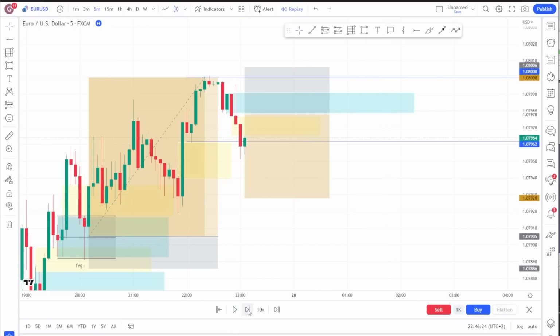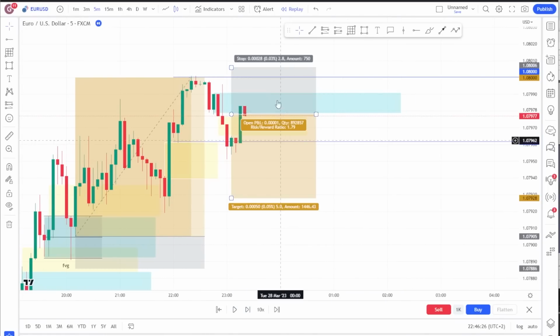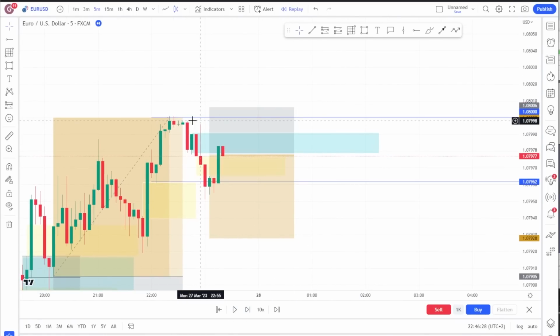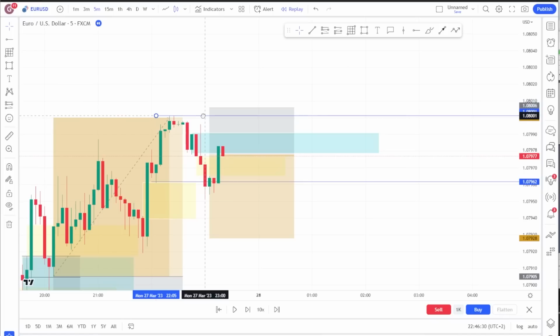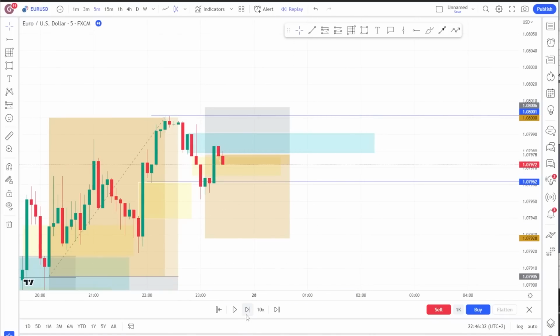So let's allow this to play out. If price breaks to the upside and breaks these highs, I will then be looking for long positions.